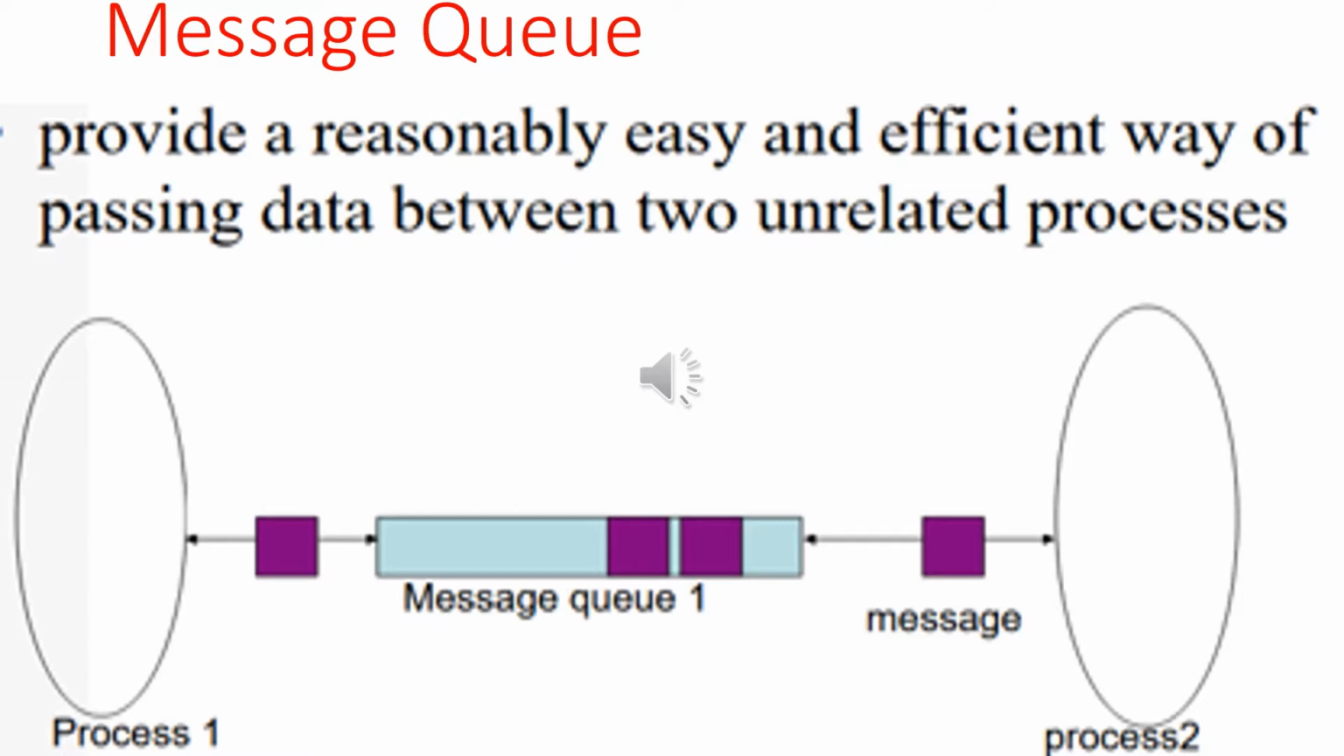Every message has a positive long integer type field, a non-negative length, and the actual data bytes corresponding to the length, all of which are specified to msgsnd. Messages are fetched from a queue by msgrcv. We do not have to fetch the messages in first-in-first-out order. Instead, we can fetch the messages based on their type field.